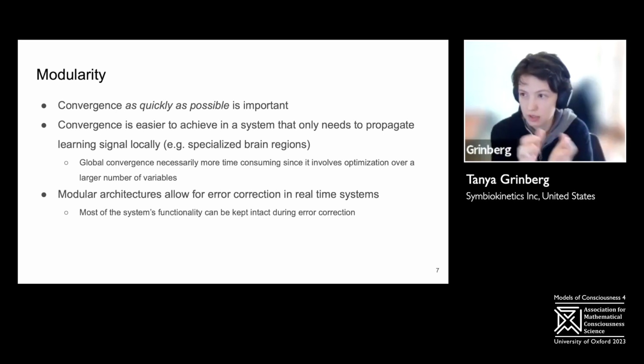For example, within a specialized brain region. Global convergence is necessarily more time consuming since it involves optimization over a large number of variables. Additionally, modular architectures allow for error correction in real-time systems. Most of the system's functionality can be kept intact during error correction. Note that even during sleep, a human has to retain the ability to wake up quickly and act almost immediately. This would be impossible if time-consuming, large-scale error correction were necessary.